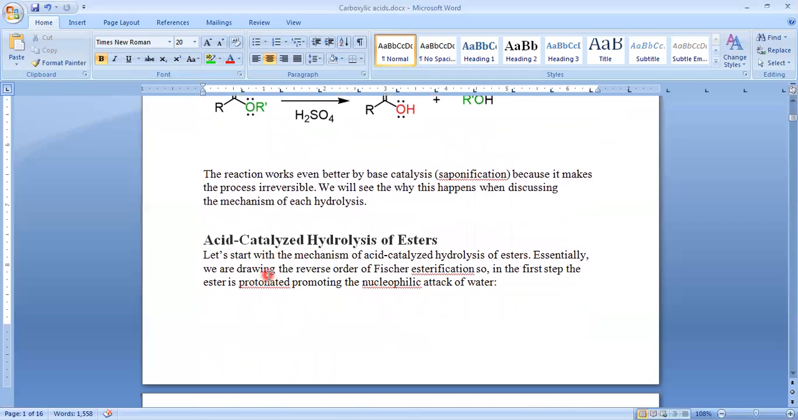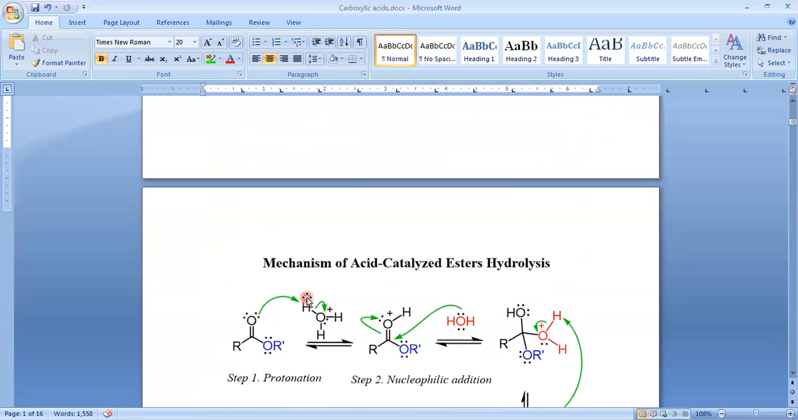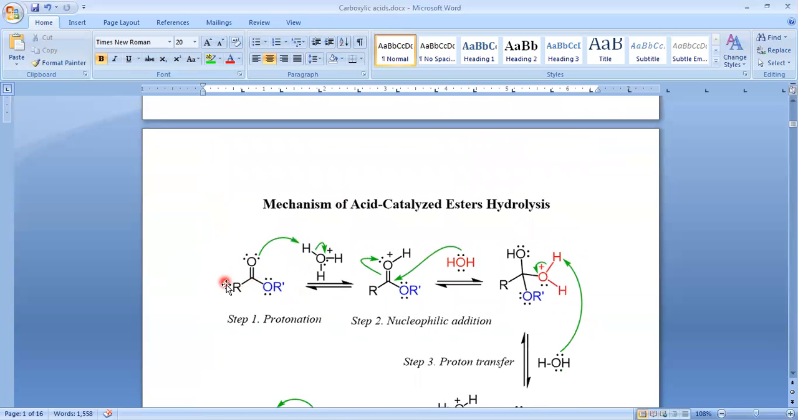The first one is the mechanism of acidic hydrolysis. So what is the Fischer esterification? Okay, let's see the mechanism. This is the mechanism. This is the carboxylic acid, this is the ester, and this is known as the carbonyl group, C double bond O.